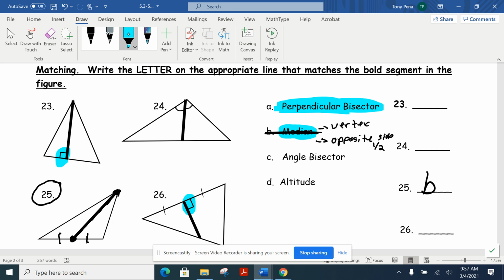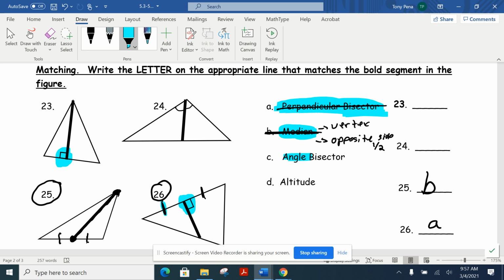The nice thing about a perpendicular bisector is you also have to bisect that side. So if we look at 23 and 26, the one that is also bisecting the other side is number 26. Not only do we have a 90-degree angle, we are told that these 2 lengths are the same. That means that side got bisected. So number 26 should have been A. And then we're done with perpendicular bisector.